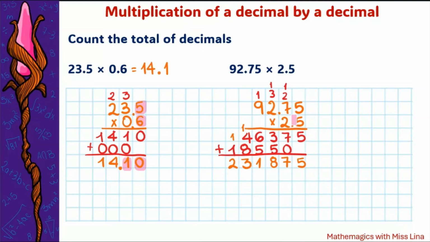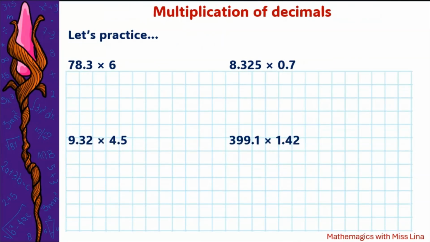And then notice that we cannot bring down the point because the points are in different positions. What we need to do again is to count the decimals. 1, 2, and 3 decimals in both numbers. And those are the same number of decimals that we put in the answer. 1, 2, and 3. So there's where we should put the decimal point. Then the answer is going to be 231.875.